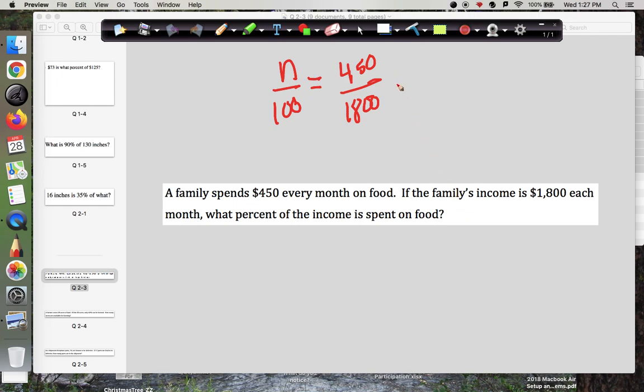This can be simplified. 50 can go into each one of these. 450 divided by 50 equals 9. 1,800 divided by 50 equals 36. So it's actually just 1/4. So just thinking about this, what's 1/4 of 100? 25. So this is 25%.